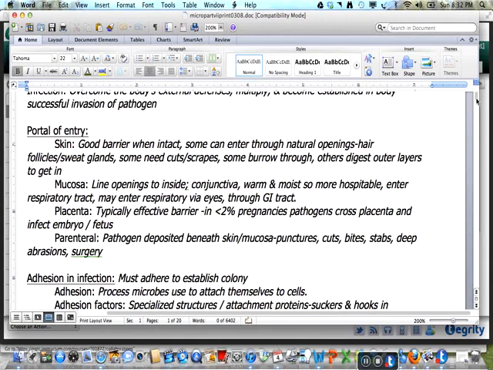Microbes may enter through the respiratory tract and even enter the respiratory tract via the eyes. They may enter the gastrointestinal tract in our mucous membranes. The placenta typically provides an effective barrier, with less than 2% of pregnancies having a pathogen cross to infect the embryo or fetus. Pathogens may be deposited parenterally beneath the skin or mucosa through cuts, bites, punctures, stabs, deep abrasions, or surgery.